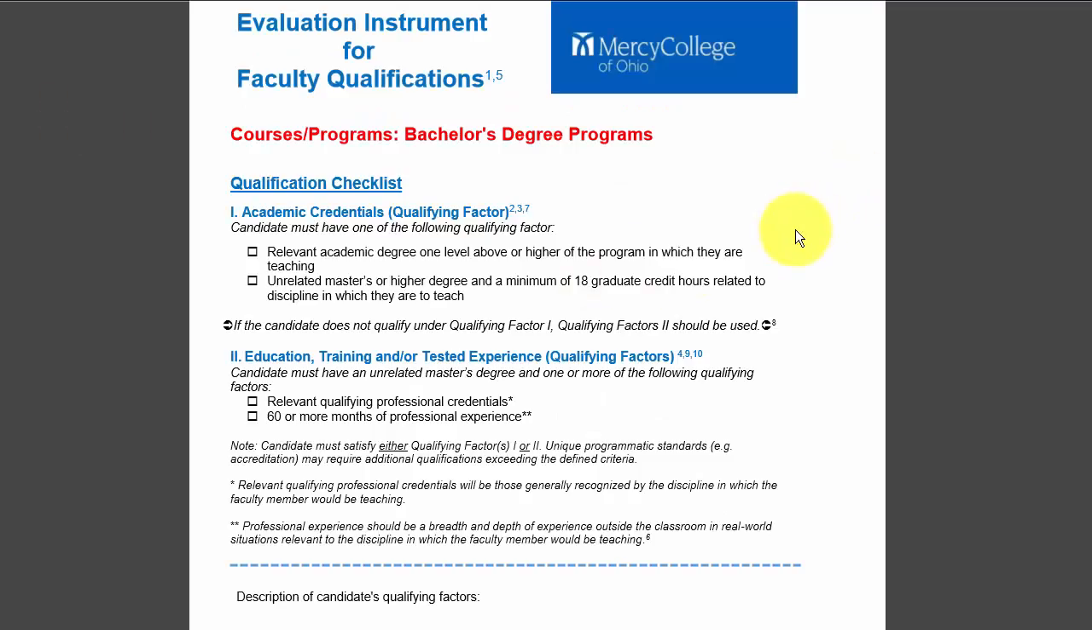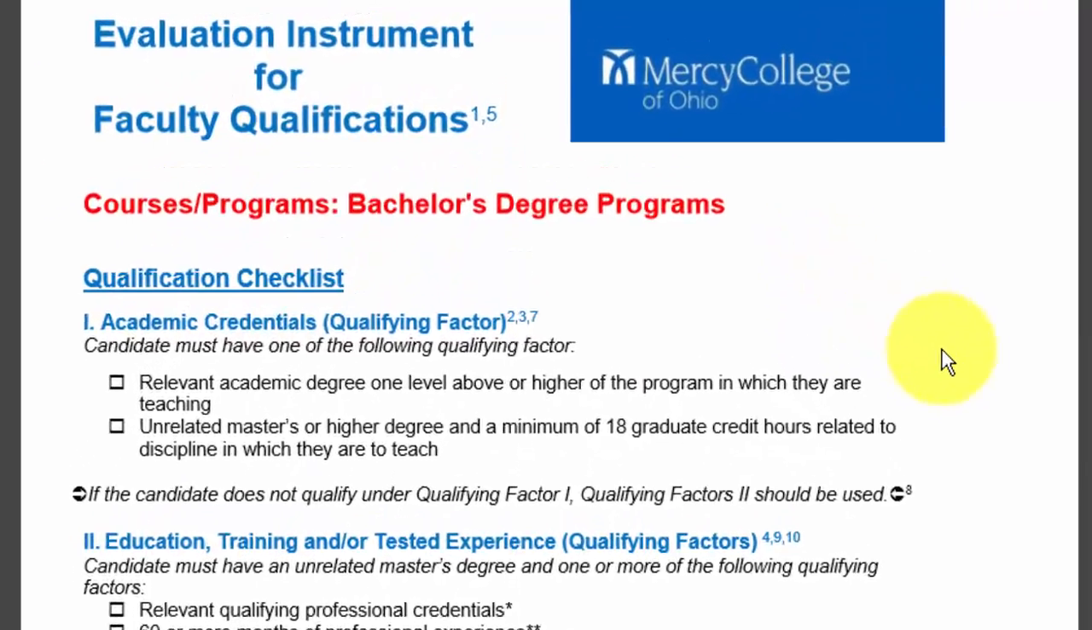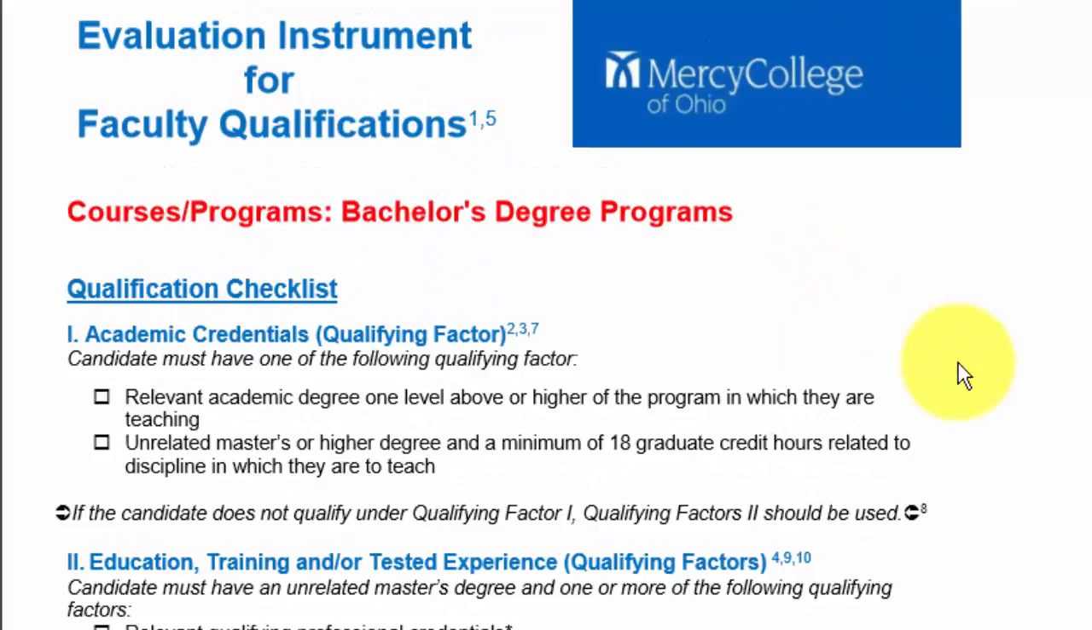Okay, so let's take a look at bachelor degree programs. Here is the difference: it's a program, not a general education baccalaureate level course. So this would be our medical imaging program, our healthcare administration program, and even our BSN program. So any of our bachelor's programs here at the college, program oriented.